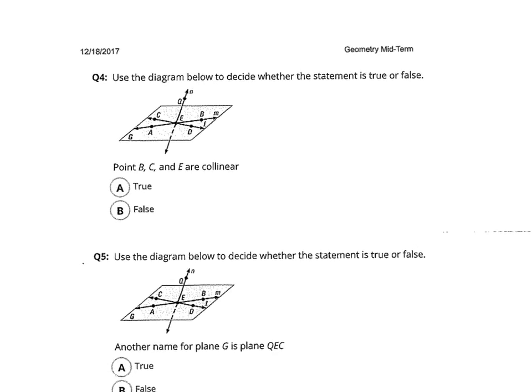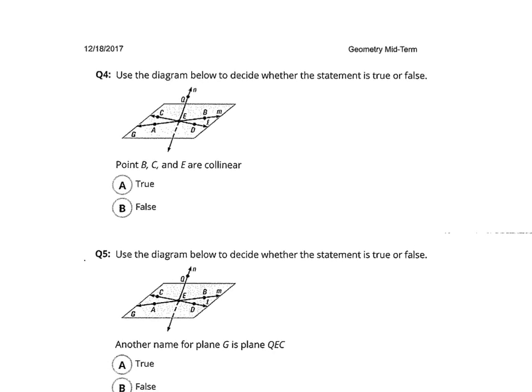Question 4. Okay, we're going to use B, C, and E. They're collinear. Key part of collinear is L-I-N-E, line, on the same line. Are these on this? It's saying they're all coplanar. Is that true or false?